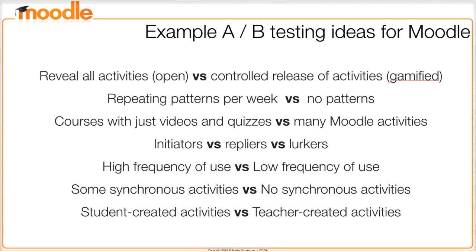So, is it better to have all the activities open from the start, or is it better to use controlled release of activities? We don't know, and we don't know when it is and when it isn't. Is it better to have repeating patterns per week or no patterns? Is it better to have courses with just videos and quizzes, like most MOOCs, or to use many Moodle activities? What's a better indicator of success in a course? Is it if you're an initiator of forum posts, versus the people who just reply, versus the people who are lurkers?